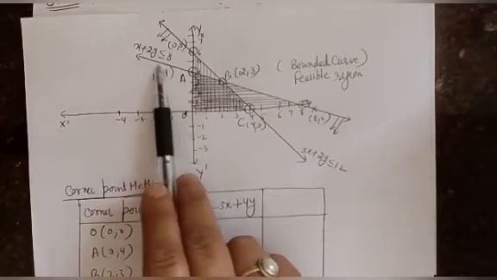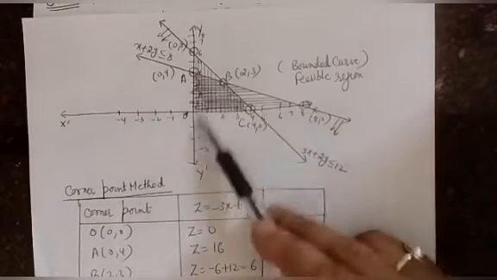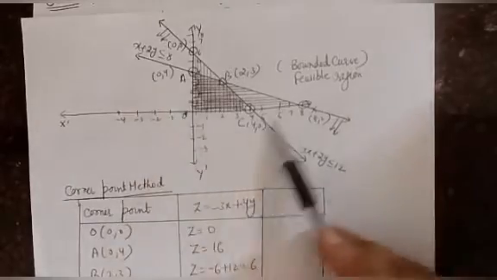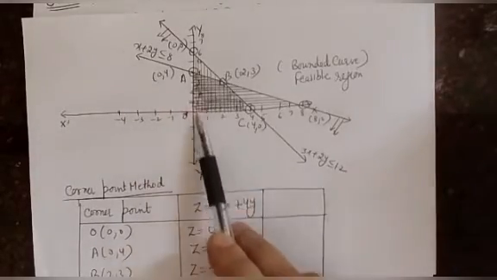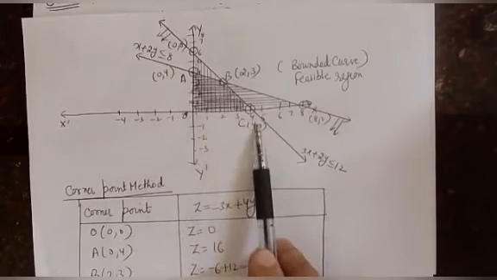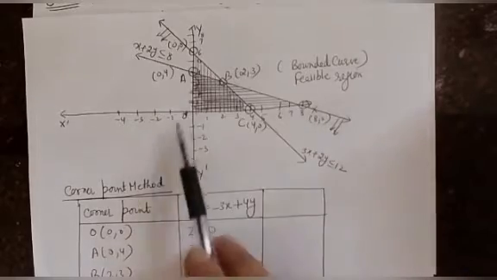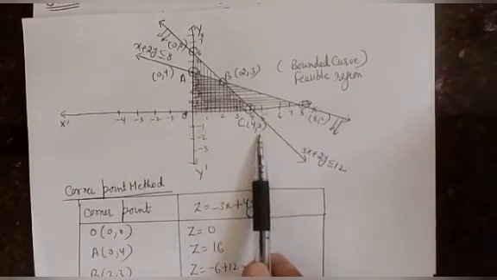This is x plus 2y less than equal to 8. Again, shading is towards origin, so you have to take this way. And the common shaded portion will be given by this quadrilateral, that is O, A, B and C. The curve is bounded again. So 4 corner points we are getting for this question.